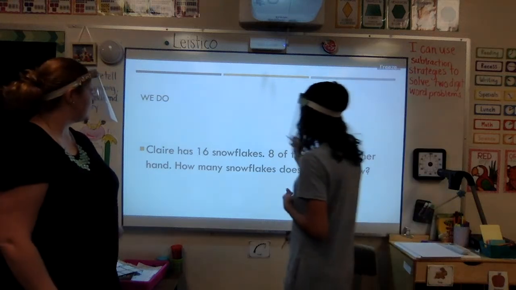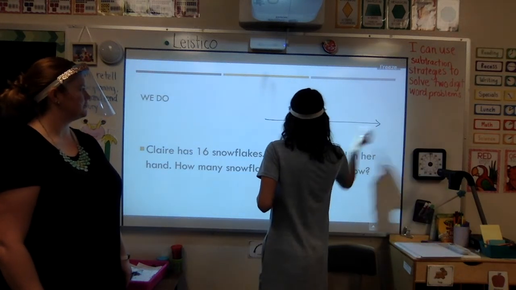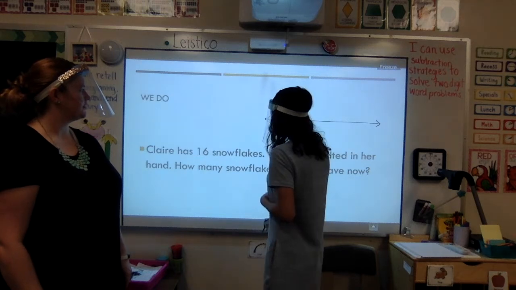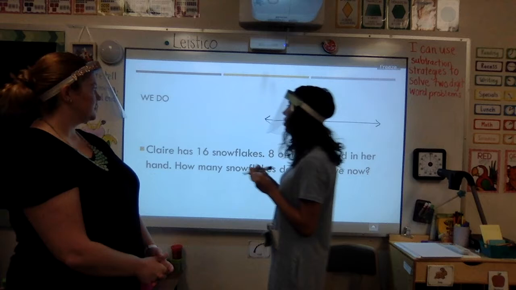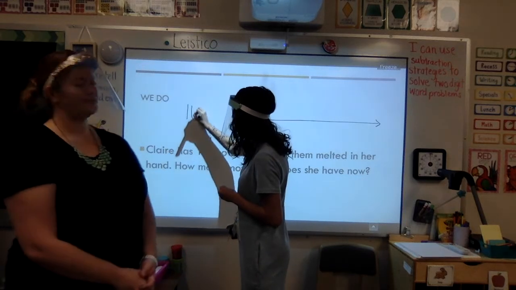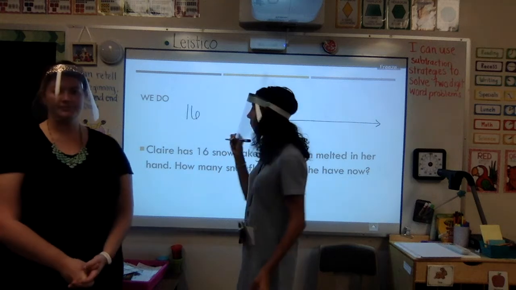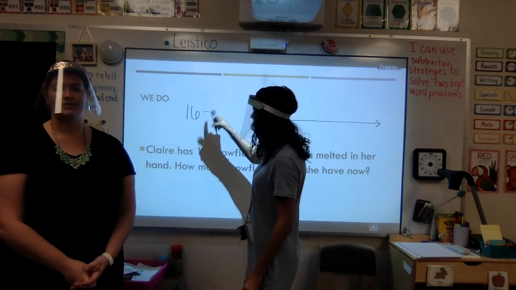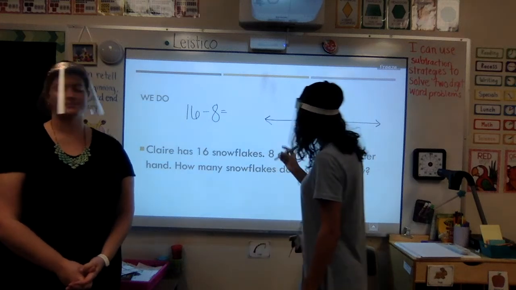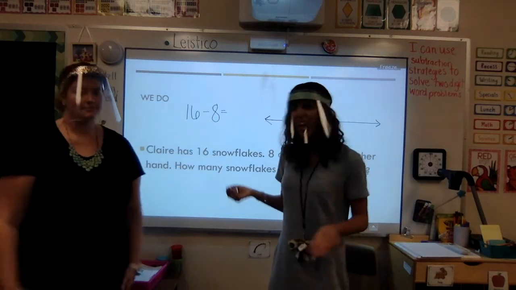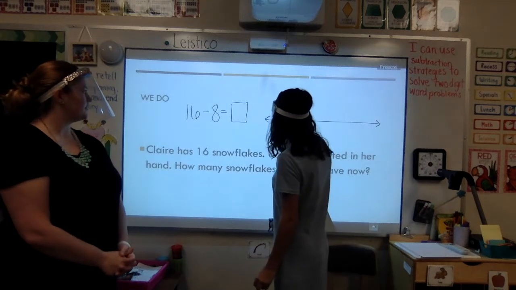Wow, so I'm going to have to draw a pretty big number line for this problem. And I know that it says that Claire has 16 snowflakes. So that'll be how much she started with. So that needs to be at the beginning of my equation. And 8 of them melted. So if we're melting, they're going away, so we're subtracting 8. And then our question is, how many snowflakes does she have now? So that would be our result at the end. So let's see, I'm going to make 20 little tick marks.